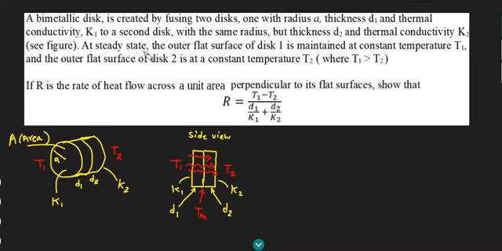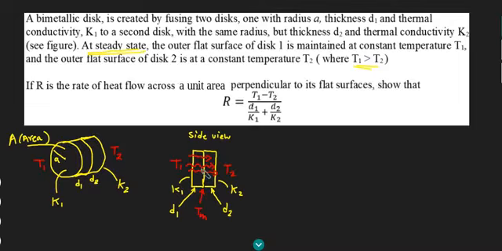At steady state conditions, and this is very important, we are looking at steady state conditions, the outer flat surface of disk 1, that is this part, is maintained at a constant temperature T1, and the outer flat surface of disk 2 is maintained at a constant temperature T2. You can see T1 is greater than T2, so the heat will flow from the T1 side to the T2 side, that means from left to right.